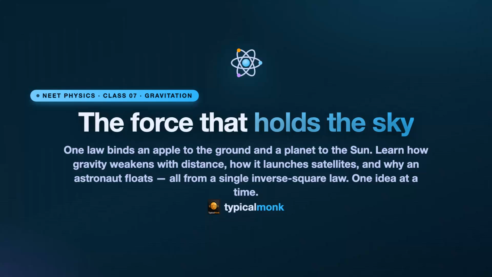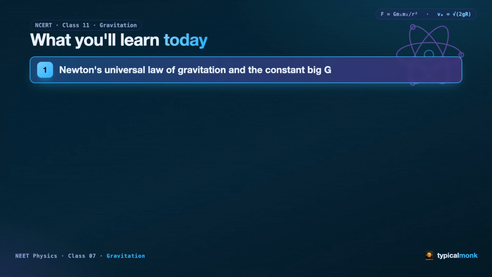Today, one idea at a time, we learn how gravity weakens with distance, how it launches a satellite, and why an astronaut floats. Take a slow breath. Let us begin. So what will you carry home from today's class?